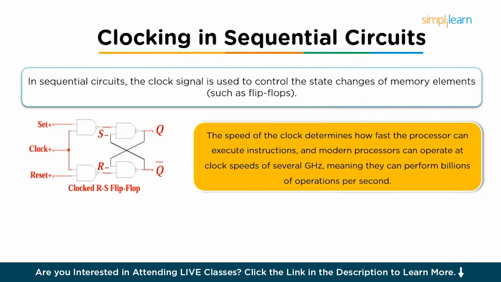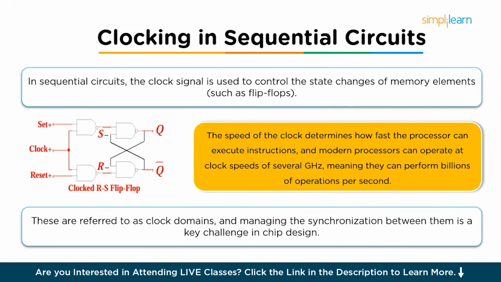What are clock domains? In clocked systems, different parts of a chip may operate at different clock speeds. They are referred to as clock domains, and managing the synchronization between them is a key challenge in chip design. Special techniques like clock domain crossing and synchronization are used to ensure that the data is transferred reliably between different clock domains.